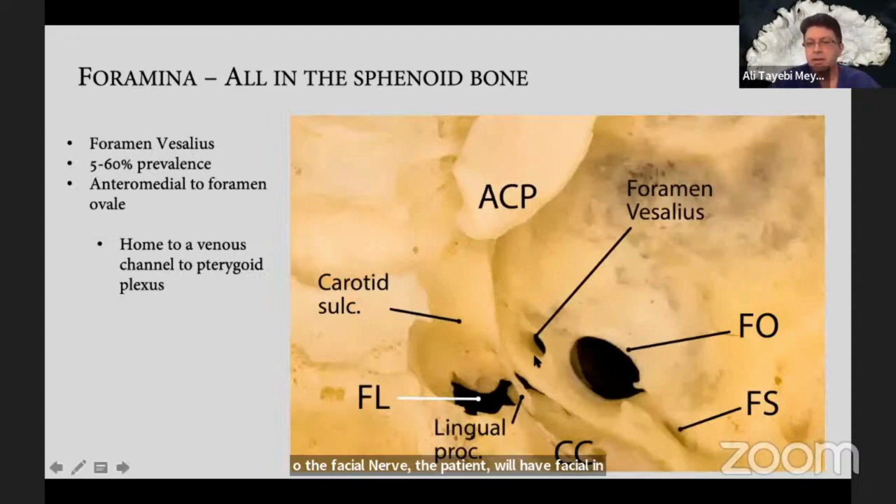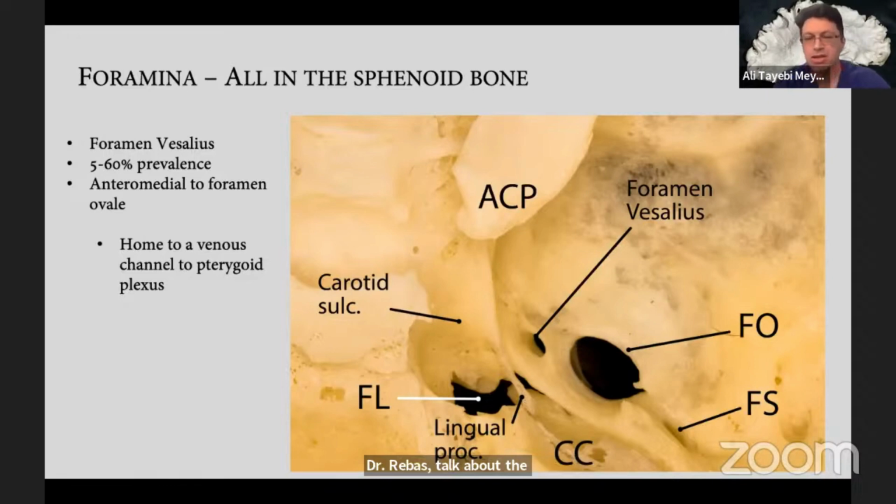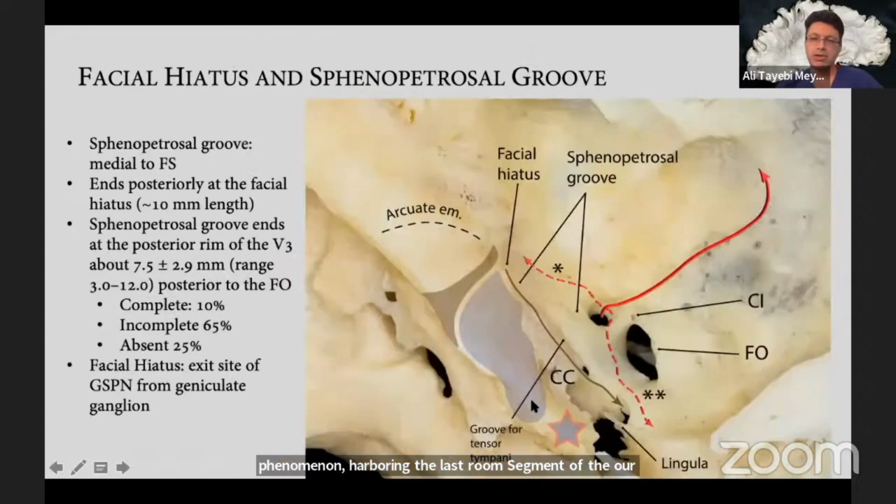You might find a small foramen which harbors an emissary vein medial to the foramen ovale, and it is called foramen Vesalius. Remember, the foramen spinosum is a little more posterolateral, and this one is found more medial. Dr. Rhoton talked about the lingual process and the petrolingual ligament. So this is the lingula of the sphenoid bone, harboring the lacerum segment of the internal carotid artery laterally, and we can talk about it later.